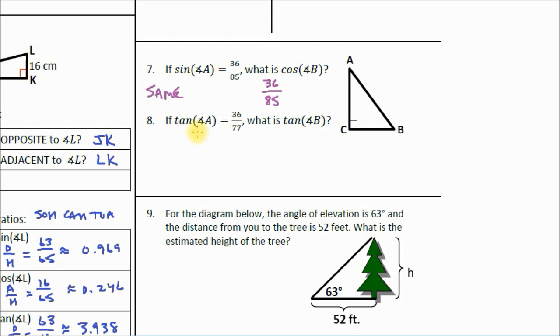For tangent, if tangent of angle A is 36 over 77, what is tangent of angle B? Well, we learned from number 2 and number 4 and from our unit, in our flip book and in our homework, that the tangents of these two angles, A and B, are just reciprocals. So if tangent of angle A is 36 over 77, tangent of angle B is 77 over 36. And let's write a word here. These are reciprocals. Remember, they are not opposite reciprocals. Opposite reciprocal would say this must be negative 77 over 36. They're just reciprocals.